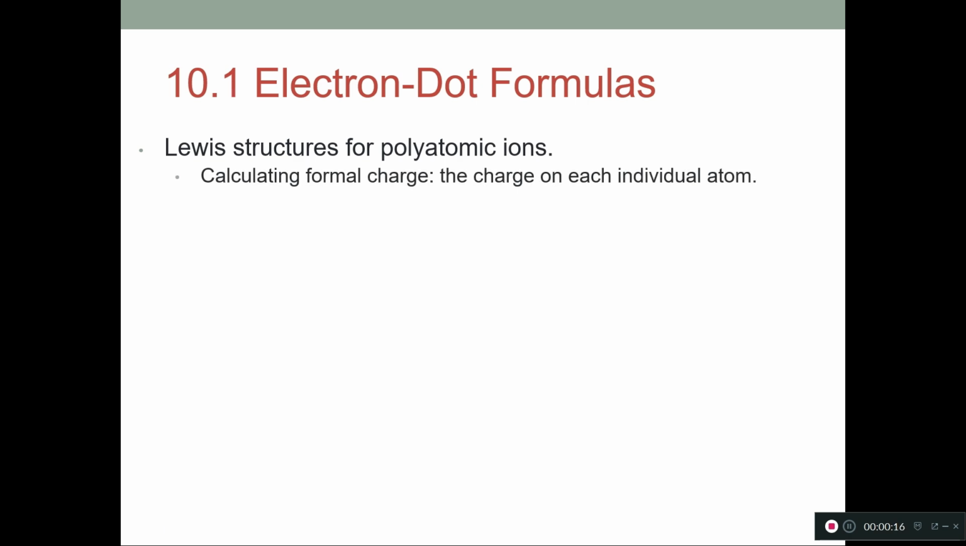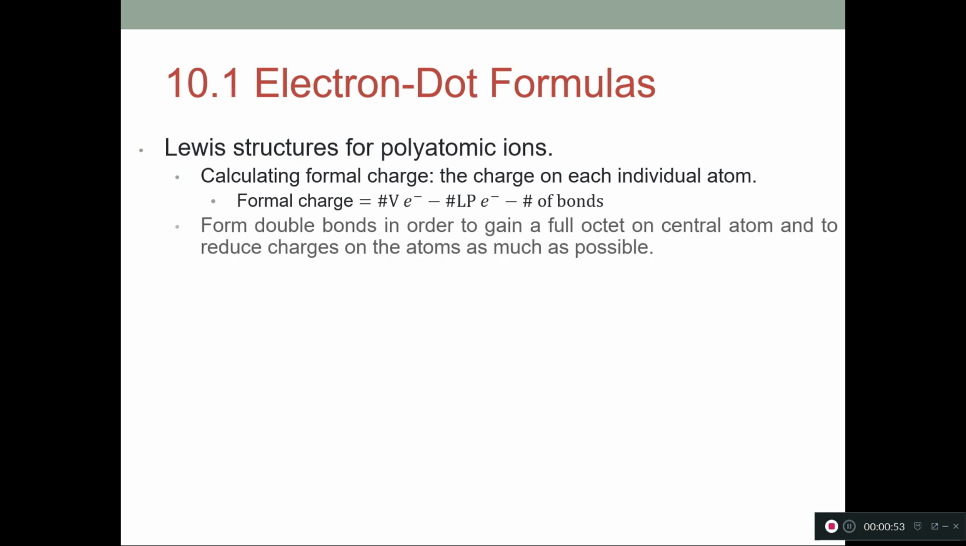So this means that we'll have to calculate the formal charge, which is the charge on each individual atom, which is calculated by taking the number of valence electrons for that atom, subtracting off the number of lone pair electrons on that atom while it's in the molecule, and then subtracting off the number of bonds going to that atom. And that will give you the formal charge for the atom. And we'll also need to talk about the formation of double bonds in our polyatomic ions.